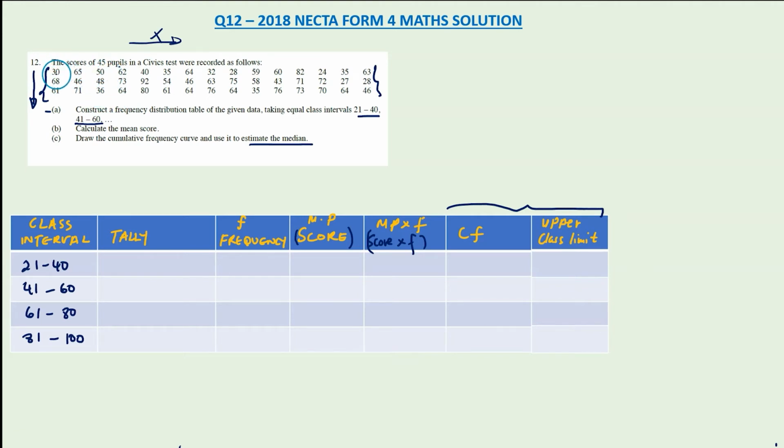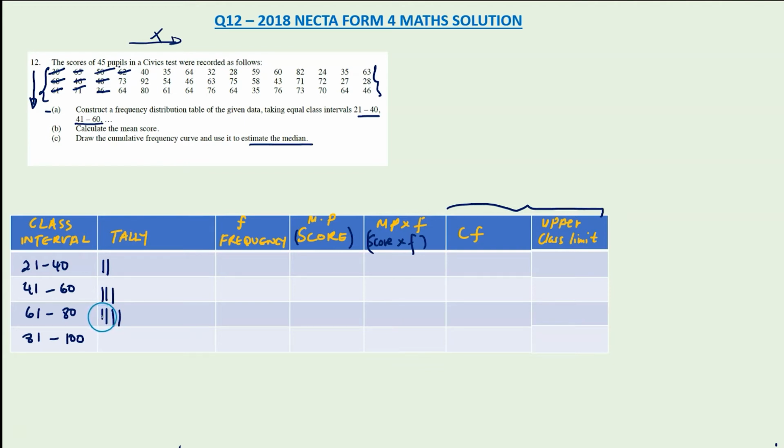Okay, so we'll start with 30. 30 goes in here and then we're going to cross it so we don't look at that again. 68 is in here, so cross. 61 is in here, cross. 65 is here again, cross. 46 is in here, cross. 71 is here, cross. 50 is in here, 48 is in here, 36 is in here, 62 is going to be in here.